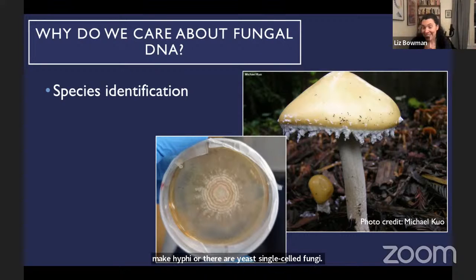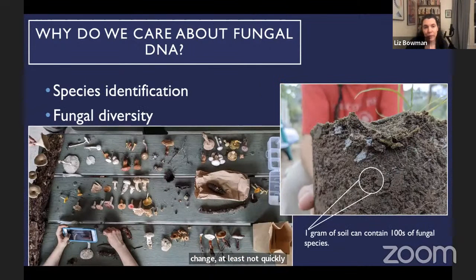Another complication is that when you grow things on a plate in culture, or even if they mushroom, they can change how they look based on the environment. So what they're growing with, whether it's dry or wet, different types of nutrients it grows on, it can change how it looks, its morphology. So having other ways to identify species is important, and DNA is something that does not change, or at least not quickly. So we're able to use it to identify species.